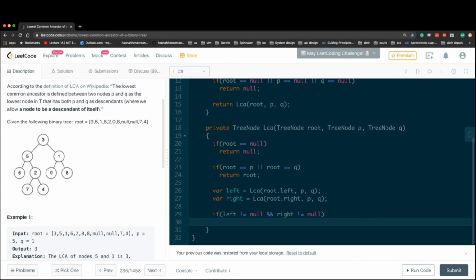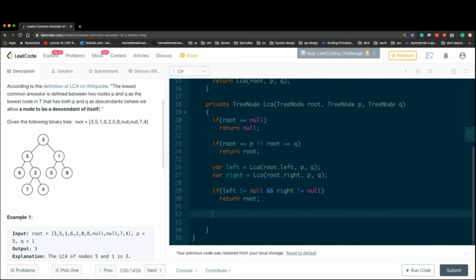The example that can show us this is the same example that we saw before. P is 5, Q is 1, 3 is the current node. We call the left node 5 and we get here 5 returning us the value of itself. The same with the right side of the tree, and we are here just now checking if 5 and 1 are not null. So as they aren't, we just return root here because we just found that 3 is the lowest common ancestor.